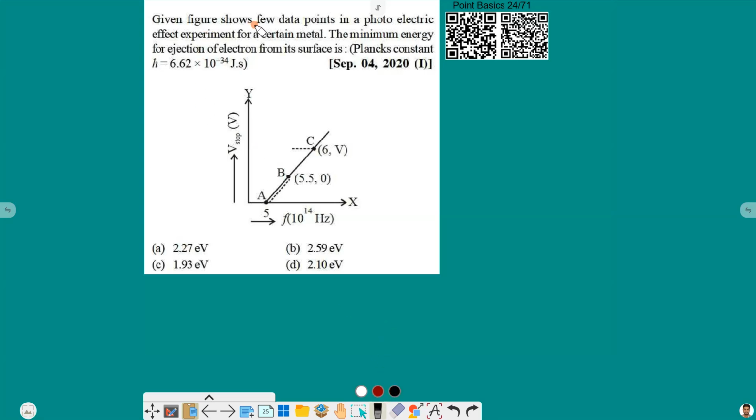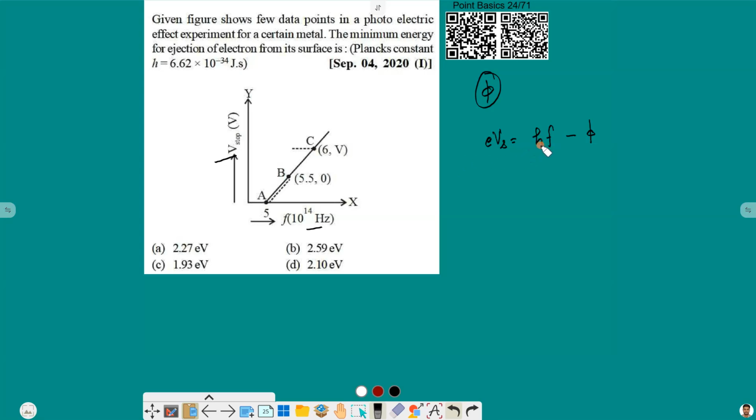Now, the given figure shows a few data points of a photoelectric effect experiment for a certain metal. The minimum energy of an electron from the surface is? Now, we know that minimum energy will be equal to the work function. So basically what we have to calculate here is the work function. This graph is between stopping potential and frequency. So we already know a relation: e times Vs is equal to h times frequency minus phi. This is the photoelectric relation we have.